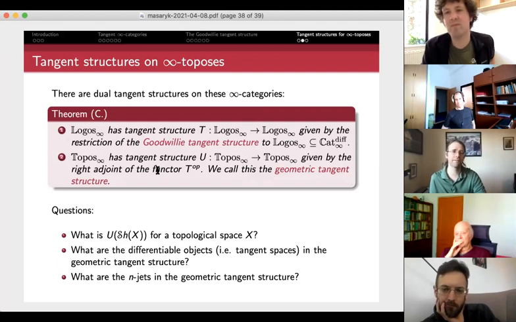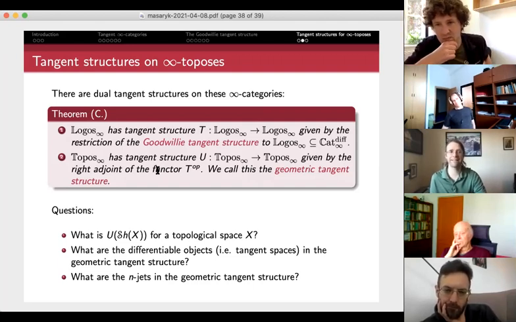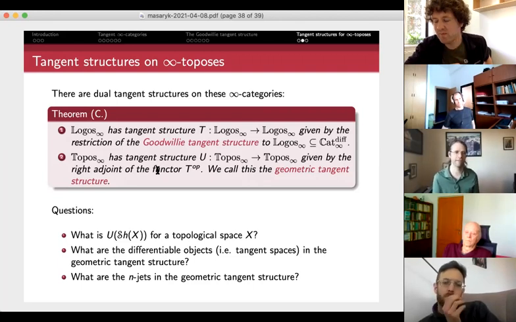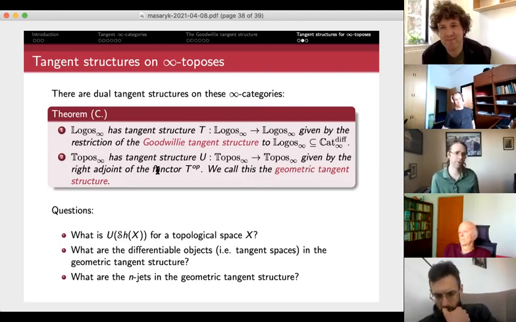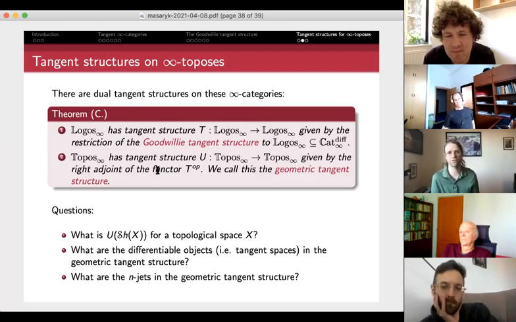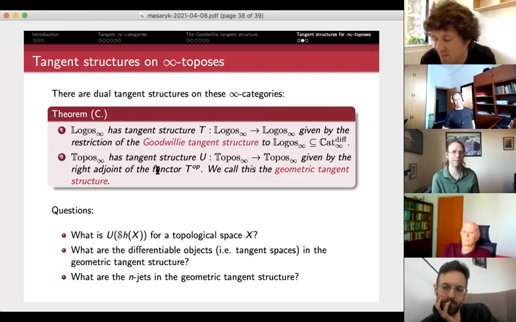But it turns out that that restriction has an adjoint, which gives a tangent structure on the opposite category, the one where you take the geometric morphisms. So we're in the same situation as for rings, where you have these 2 dual tangent structures on an infinity category and its opposite. The first one is just the restriction of the Goodwillie structure, so I feel like I understand that one pretty well. But the second one, I feel like I don't understand at all well.